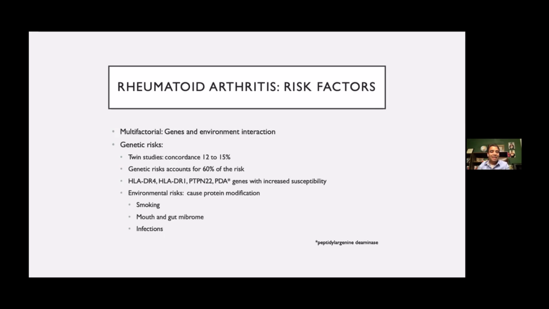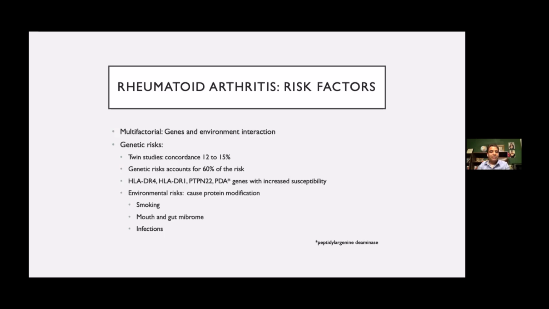Now, all of these genes are particularly involved in how our body processes antigens, like HLA-DR4 and HLA-DR1. Those are particularly genes in what we call the MHC, the major histocompatibility complex, and they are basically involved in antigen presentation. And because of genetic mutation in those particular areas, there is increased risk of rheumatoid arthritis.